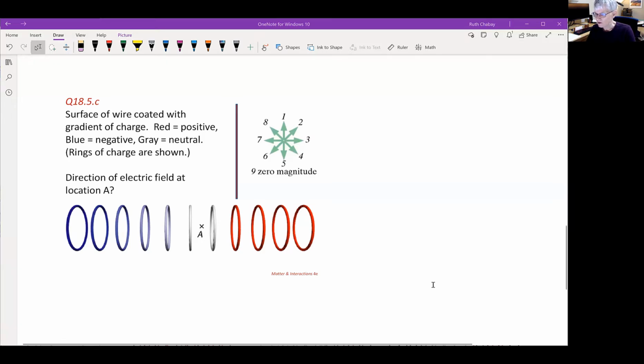So you said the direction would be to the left. And that also looks correct. Because at location A, these positive rings make an electric field to the left, and the negative rings also make an electric field to the left, so the net electric field would be to the left. So if we have this variation in charge, then we can get a net electric field in one direction. But does it actually have to be just positive and negative, or could it be some other variation in charge?